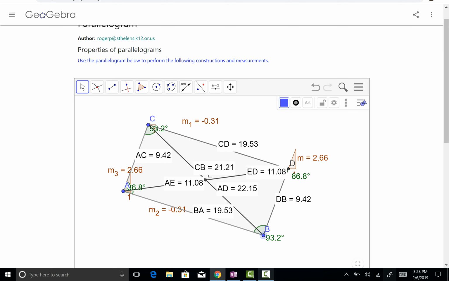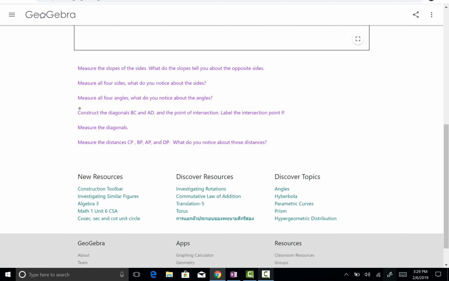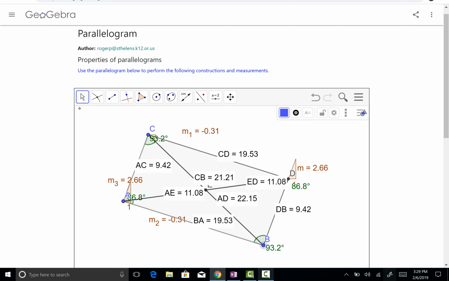No matter how I do it, those slopes are staying the same, which means that those opposite sides are parallel. That's right. Okay, good, which we knew. I know, we're just reaffirming. Measure all four sides. We measured all four sides. What do we notice about the sides? What measurements are the same? Opposite sides are equal. Again, this is something that we knew. We're reaffirming. Okay.